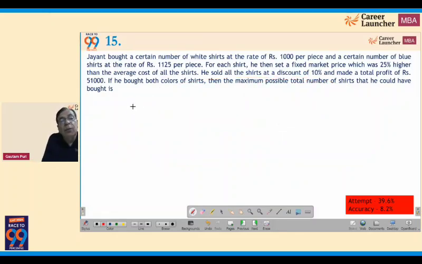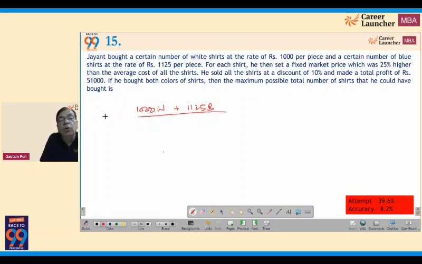So what does that mean? What is the cost price of white shirts? 1000. And the number of white shirts, let me say, is W. Cost price of blue shirts is 1125, and the number of blue shirts is B. There is a total cost.